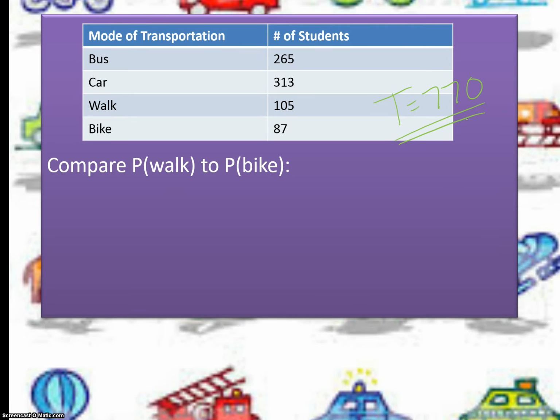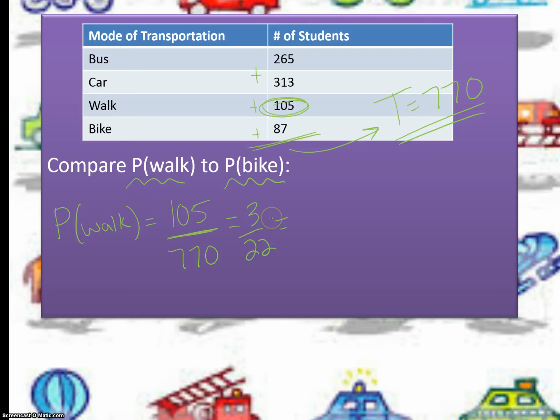Wow, that's a lot. I want to compare my probability of walkers to my probability of bikers to see which one's greater. So to figure out the probability of walkers, I'm going to abbreviate P of walk. I need to take how many walked according to my survey, 105, of the students I surveyed. So out of how many kids did I survey? I had to add 265 plus 313 plus 105 plus 87 to get a grand total of 770. So 770 is my denominator. 105 out of 770 is reduced to 3/22. I want to write that as a fraction, but I also want to write it as a decimal. And the decimal's not fun.